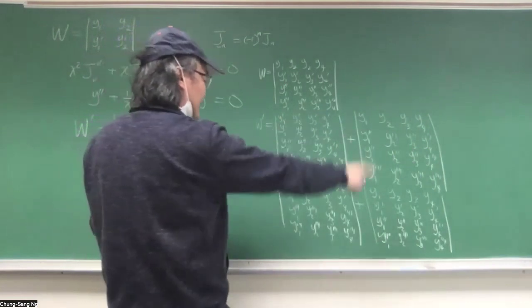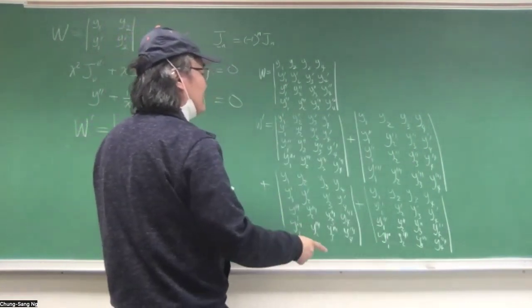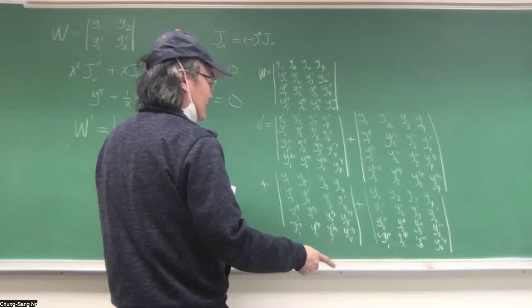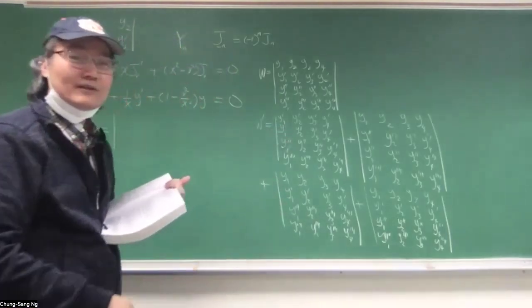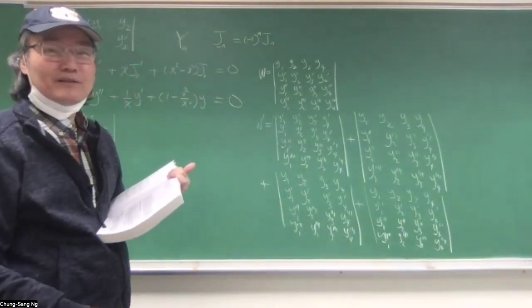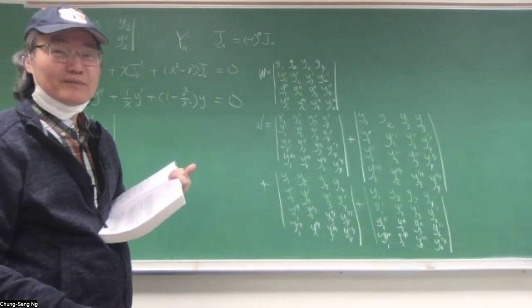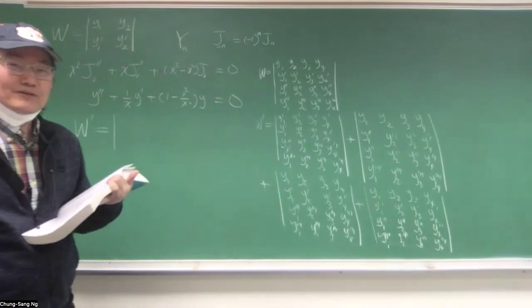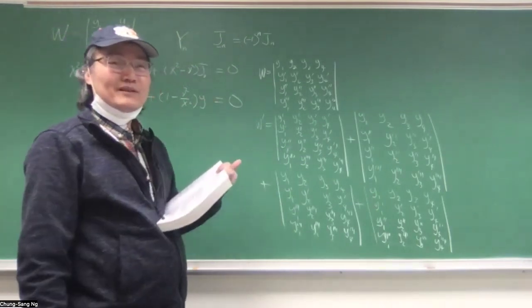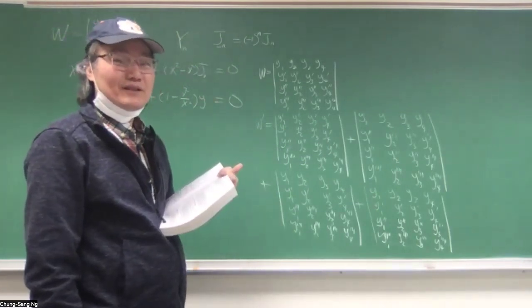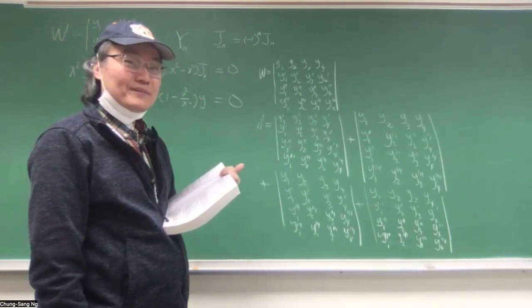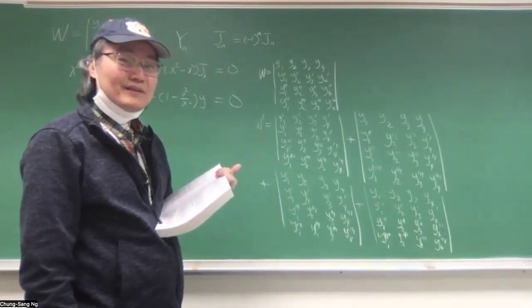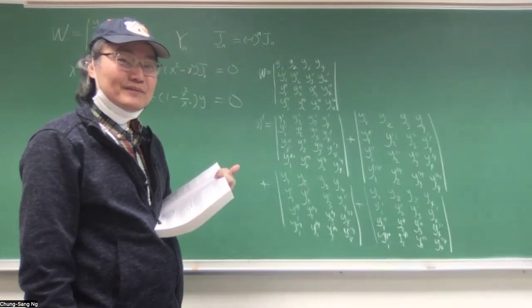Now I'm writing down more than I need because now I can have simplification. Can anyone see the simplification right away? I have four of them. 3 of them will be 0. Which 3 will be 0? Can you see that right away?